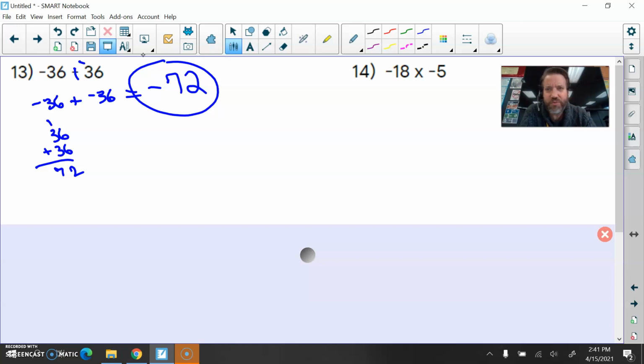Do we have time for one more? Let's see. Negative 18 times negative 5. Both of these are negatives. Remember, when multiplying and dividing, two negatives will give you a positive result. So my answer will be positive. And now you just multiply 18 times 5, which is 90. 5 times 8 is 40, carry the 4. 5 times 1 is 5, plus 4 is 9. And again, it is positive. So positive 90. That's it.